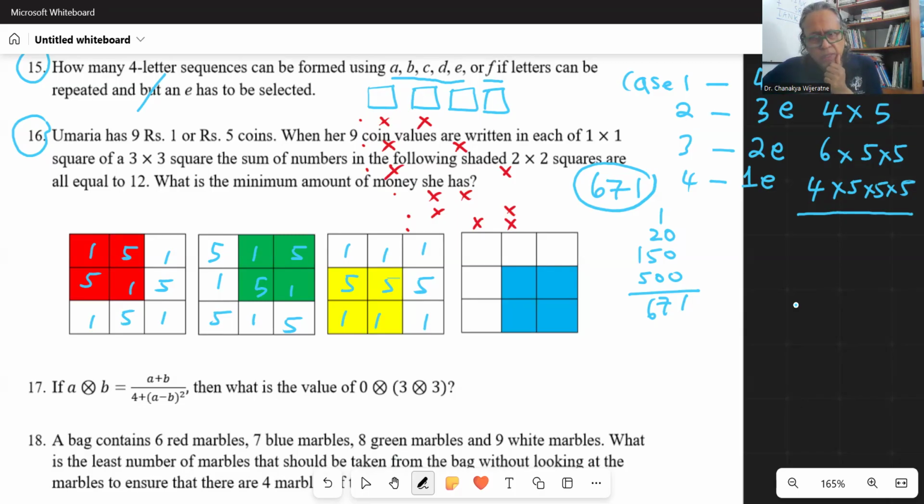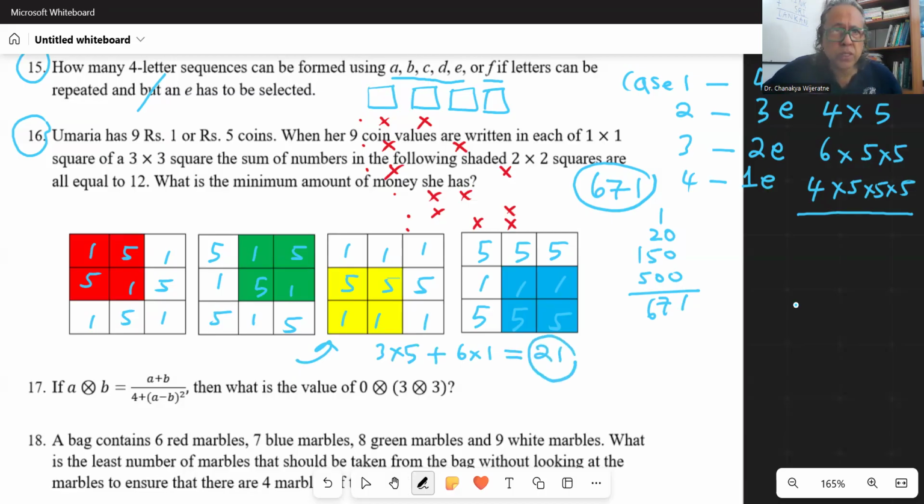Well, it looks like we can have 2 rows like this, and we do not put anything in the middle. Let's see, 5, 5, 5. Yeah, that row satisfies. And you should check that there are no other ways, and the smallest would be this arrangement, and that has 3 5 rupee coins and 6 1 rupee coins, which totals to 21, and that is the lowest amount, the minimum amount, right?